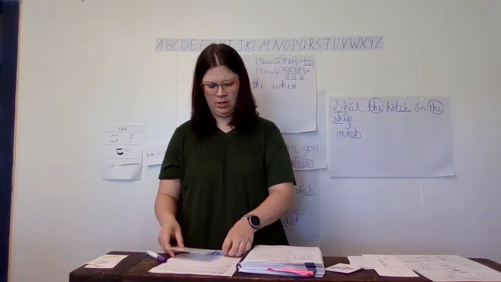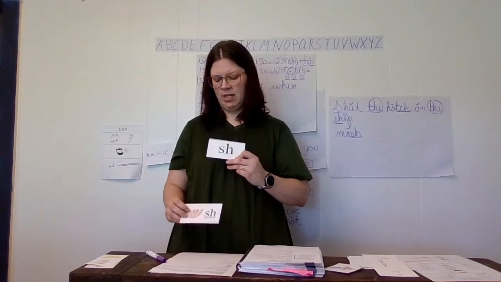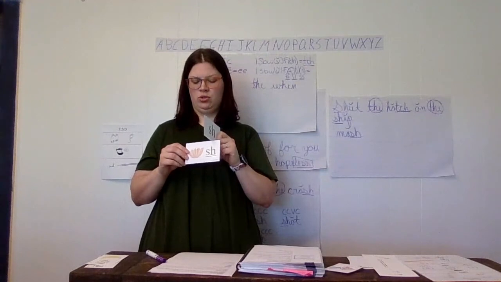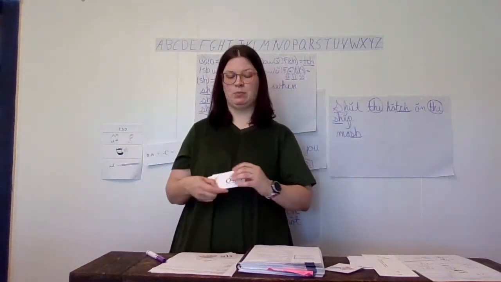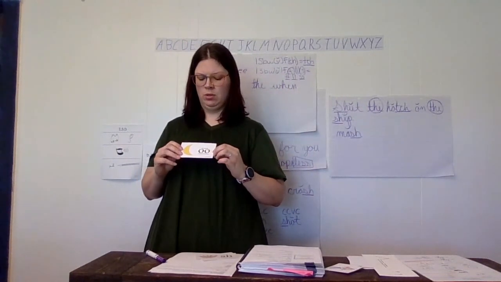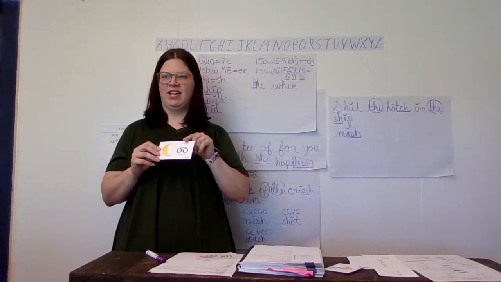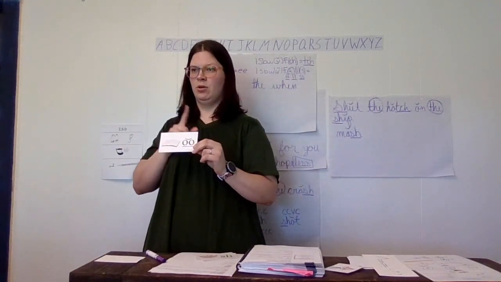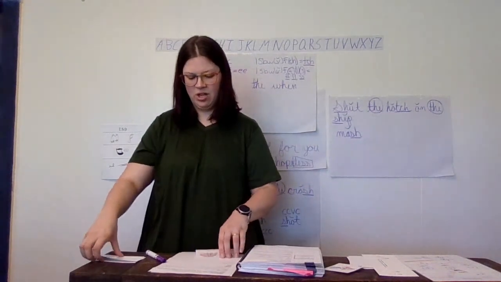All right, so we know that this is digraph SH, and our keyword and sound are shell. Sh. And yesterday, I'm going to review this one because this is brand new and we learned two. We have digraph OO. What sound does it say? Or what is the keyword? Moon. And what is the sound? Oo. Good job. And we have book. Oo. All right, good job. Thank you.